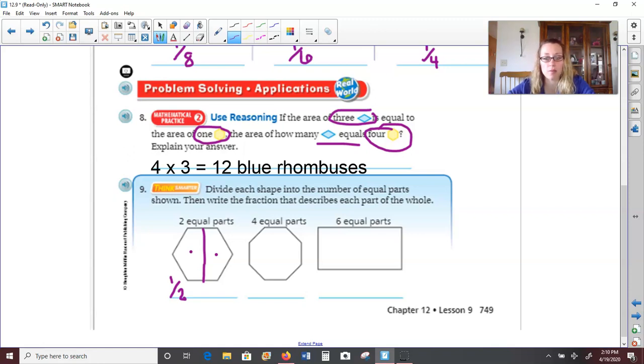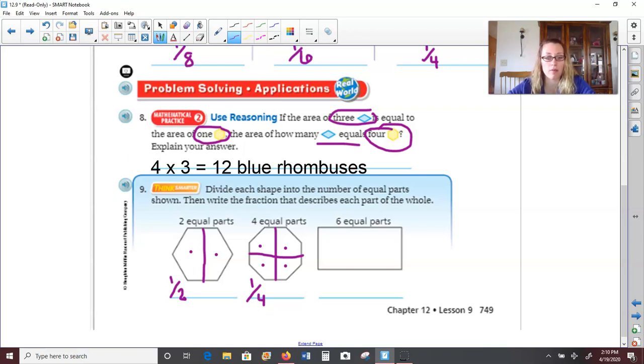Okay, the next shape is an octagon. It has 8 sides, but we want to split it into 4 equal parts. And so I'm going to draw a horizontal and a vertical line and have 1, 2, 3, 4 parts. And so my fraction would be 1/4. Each of those parts inside is now 1/4 of the whole.